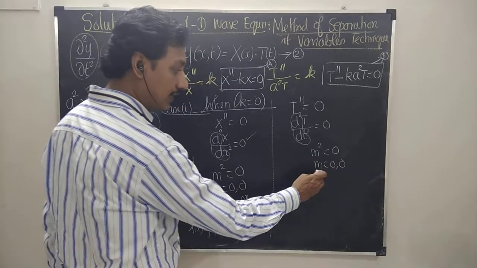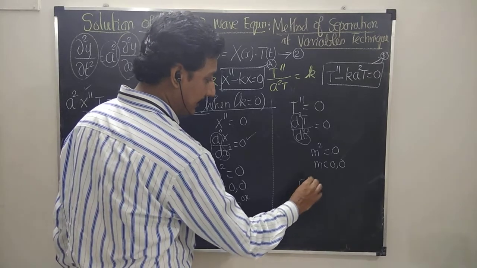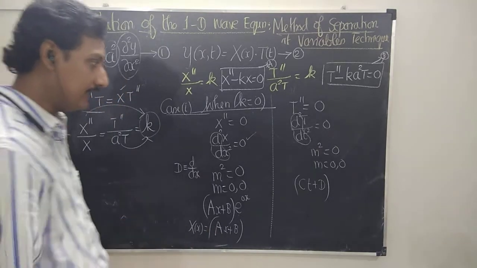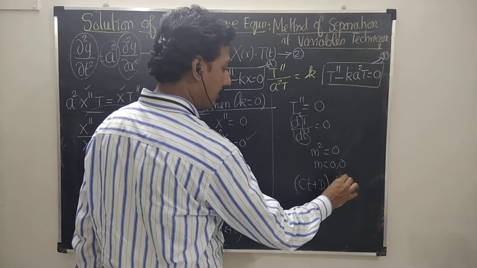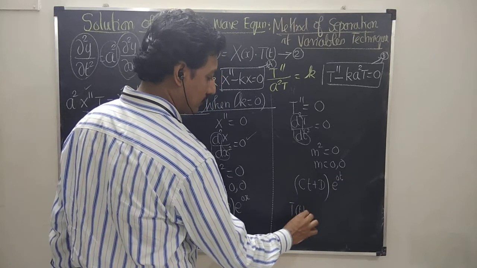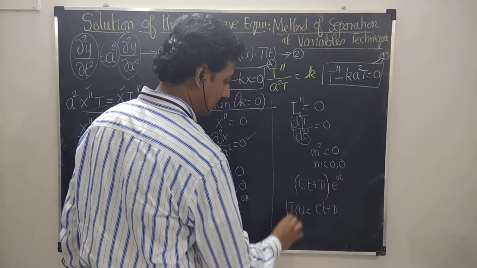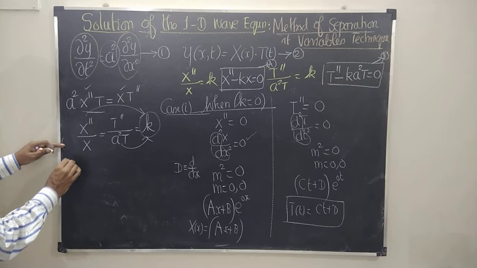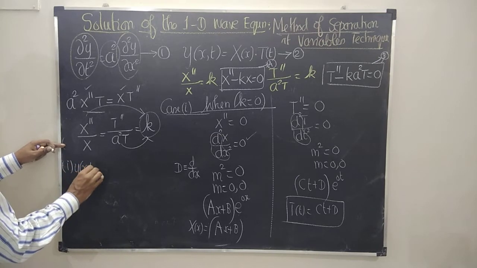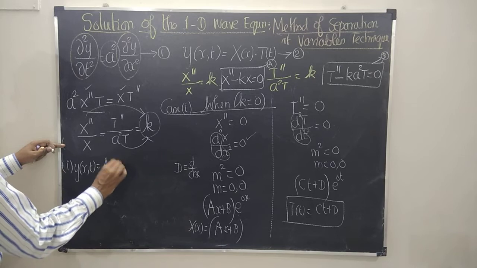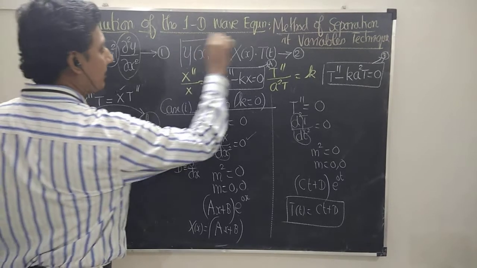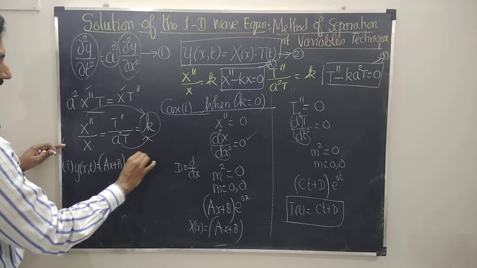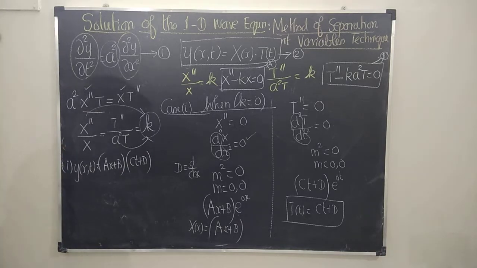So what is the complementary function? It is in terms of t. So ct plus d. Why do I use c and d? Because a, b are used for x. So ct plus d into e to the power 0t. E to the power 0t is 1. So it is ct plus d. So this is the T. So when k equal to 0, the first possible solution is y of x, t equal to (ax plus b) into (ct plus d), because the required solution is a product of x and t. So I am getting X equal to ax plus b and T equal to ct plus d. So that is the first case, k equal to 0.